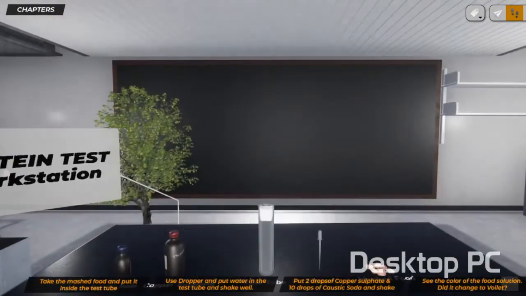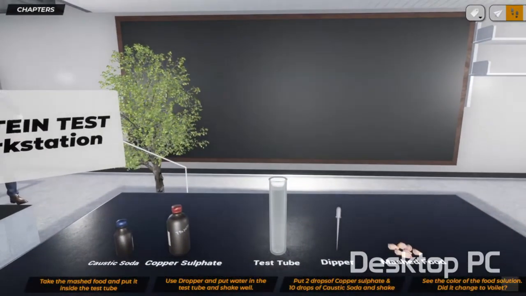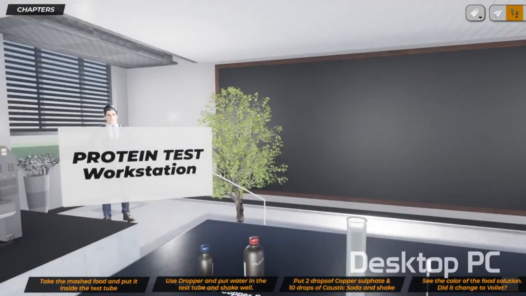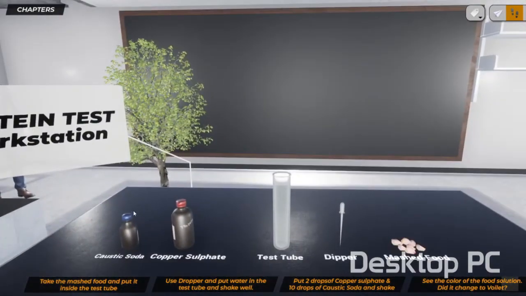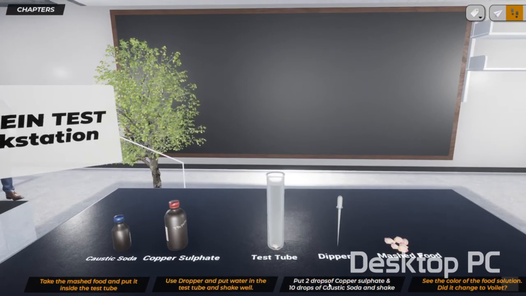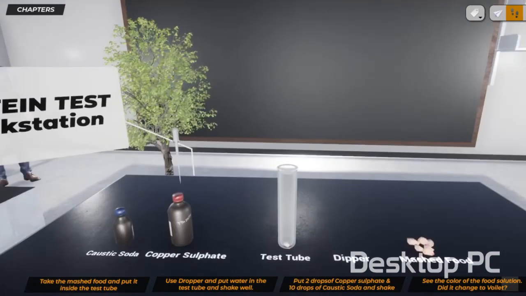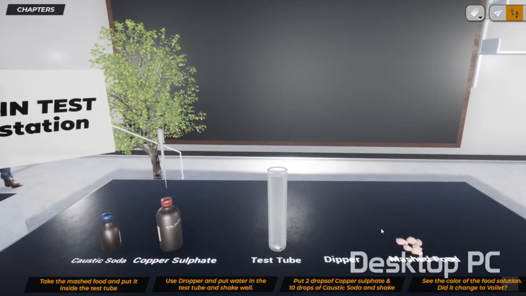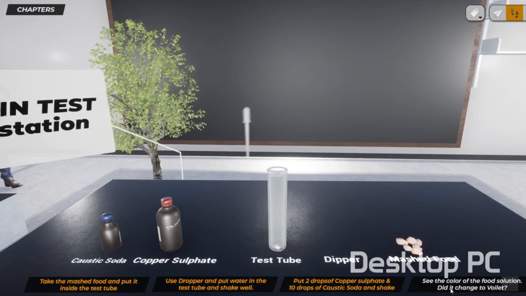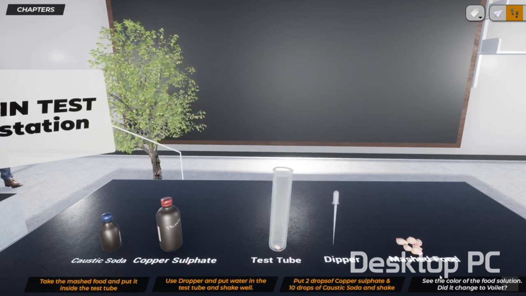To start the activity, press 2 on your keyboard and follow all the steps. First step is to take the mashed food and put it into the test tube. The next step is to take the test tube and shake it well. Use the dropper and put 2 drops of copper sulfate and 10 drops of caustic soda. Again, shake it well. If you see the color of the solution changing to violet, that means there is a presence of protein in this food item.